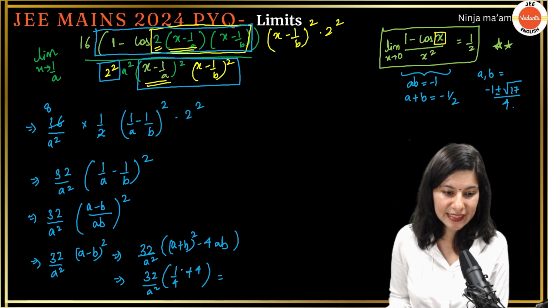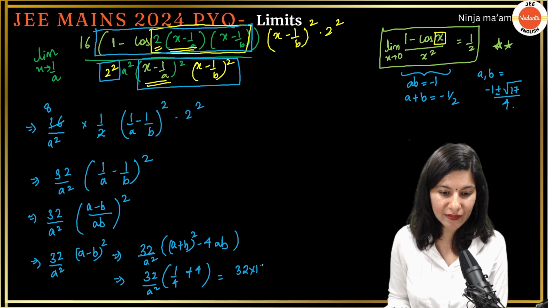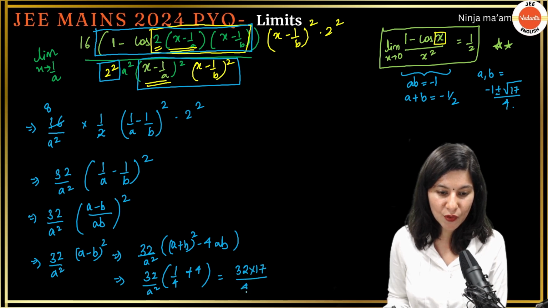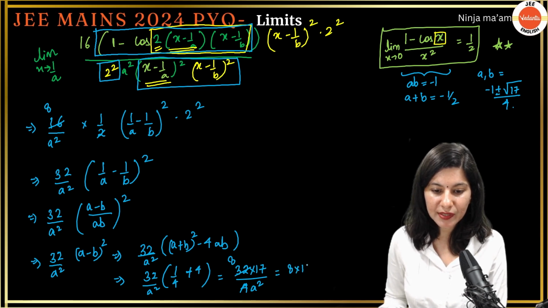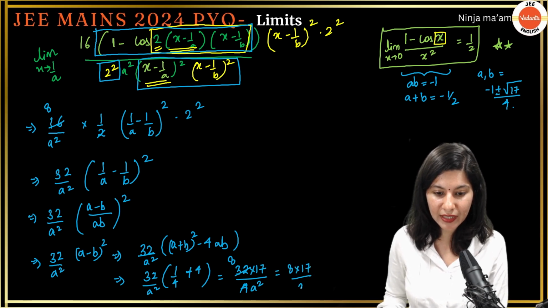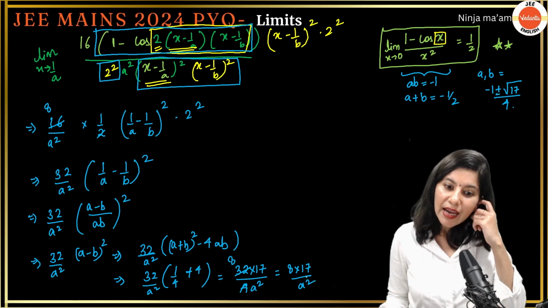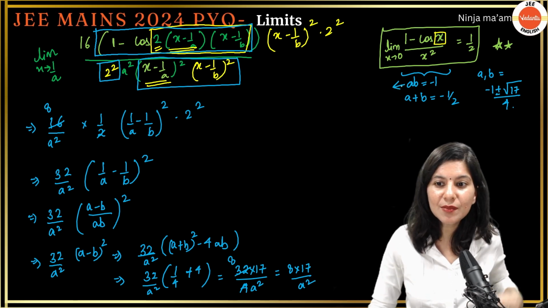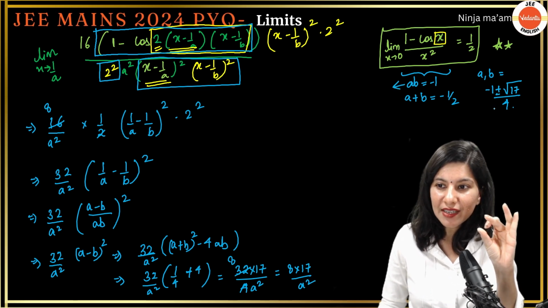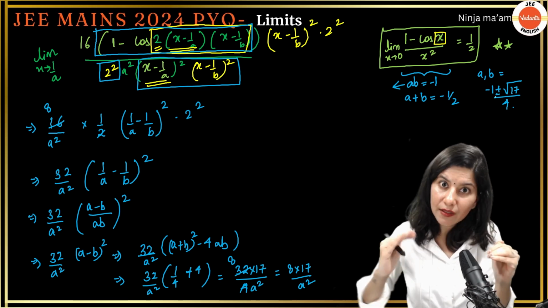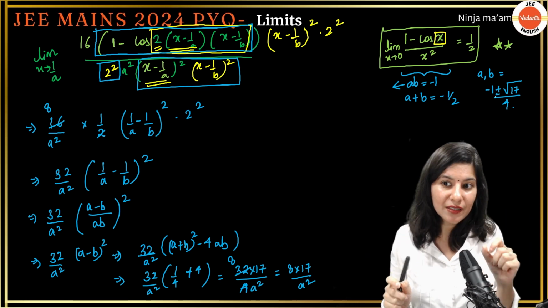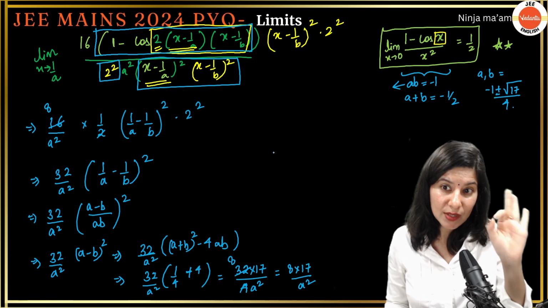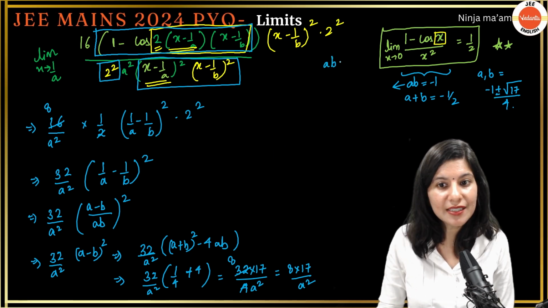So this is 4 for the 16, 17, 32 into 17 upon 4A square. 4 8s. So this is 18 into 7, 8 into 17 upon A square. Correct? And now if I just use this, because I don't want square roots in the denominator, then I have to rationalize it. That is also a method, but I don't want to waste my time. So the smart move is AB is equal to -1.